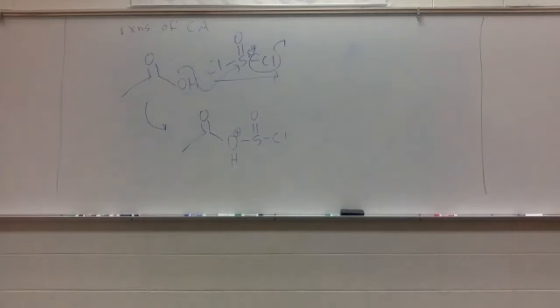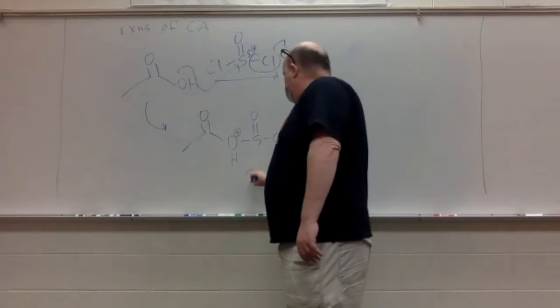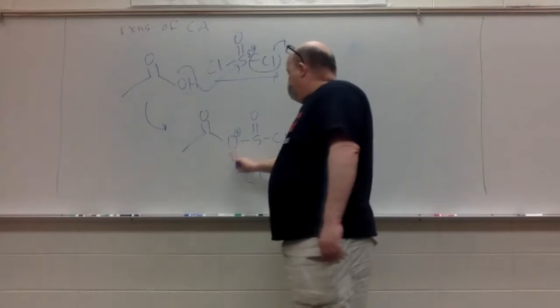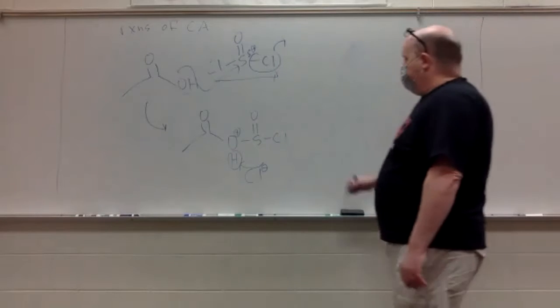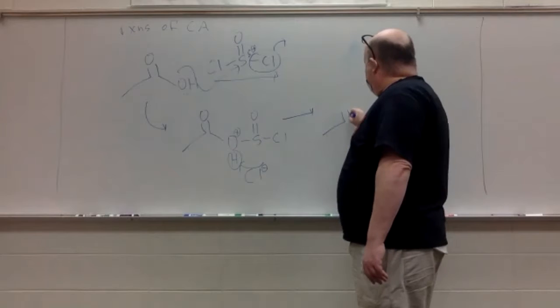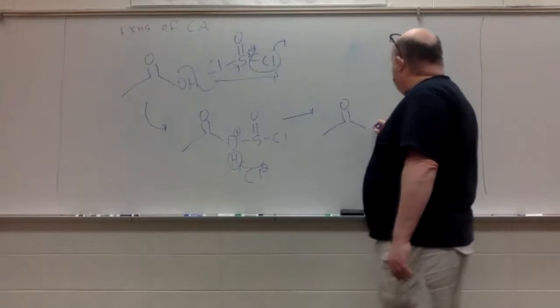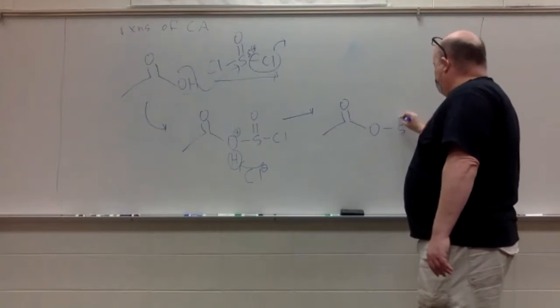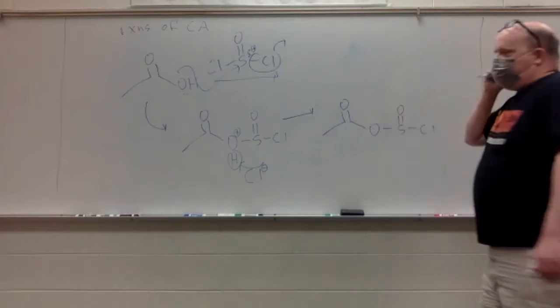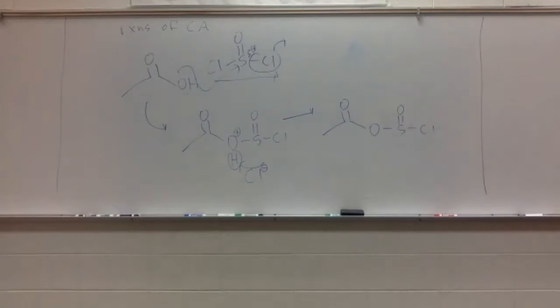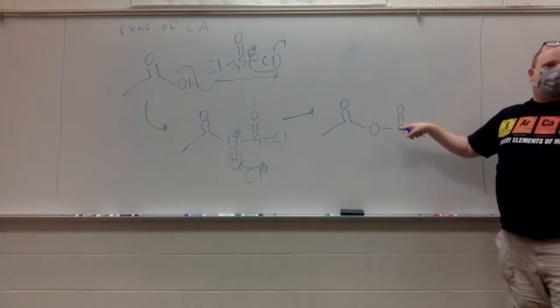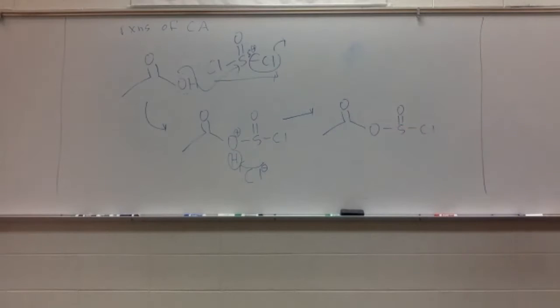So now you have an oxygen-sulfur bond. You got a positive charge. That Cl minus that you just knocked off can come back. It can grab an H from that oxygen. Give you this. So basically what we've done here is we've transformed our OH, which was a terrible, terrible leaving group, into something else. This is a good leaving group. So now we can actually have attack on your carbonyl carbon.